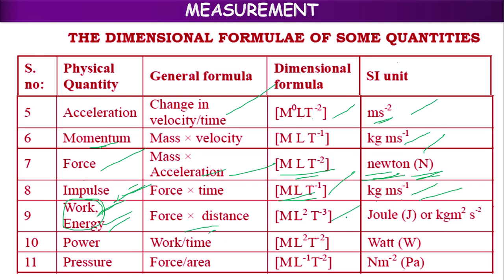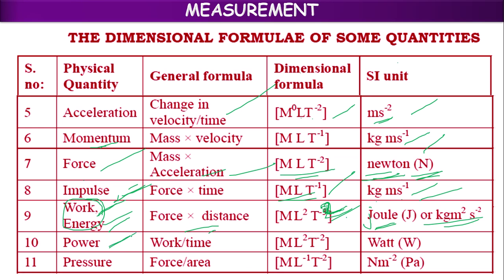Dimensional formula, sorry children. Work and energy, force. What is force? M1 L1 T minus 2. Distance, L1. So M1 L2 T minus 2, it's minus 2 children. M1 L2 T minus 2. So joule, J small letter.